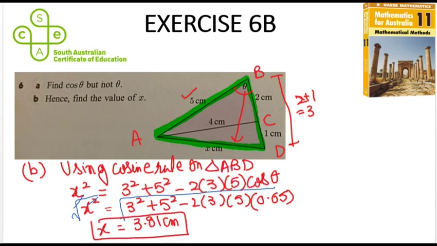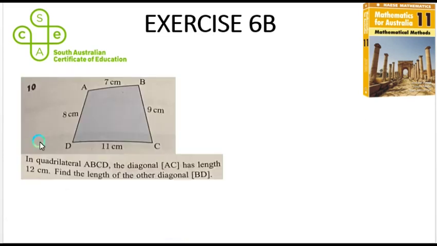Okay, now moving to the next question. I've chosen question number 10. So in question number 10 we have a quadrilateral. You can see the quadrilateral ABCD. These are the vertices of the quadrilateral. Quadrilateral is a four-sided figure. Any four-sided figure is called quadrilateral. Got it? And it has four vertices A, B, C and D.